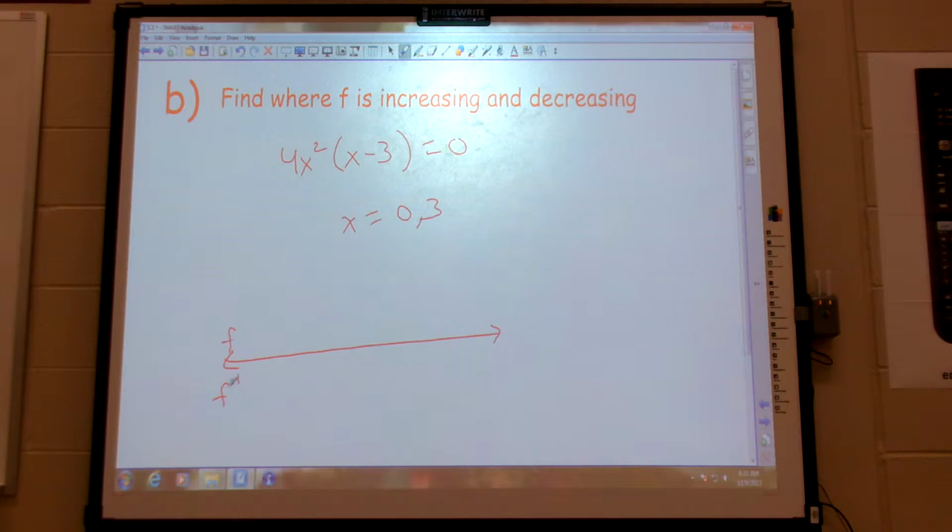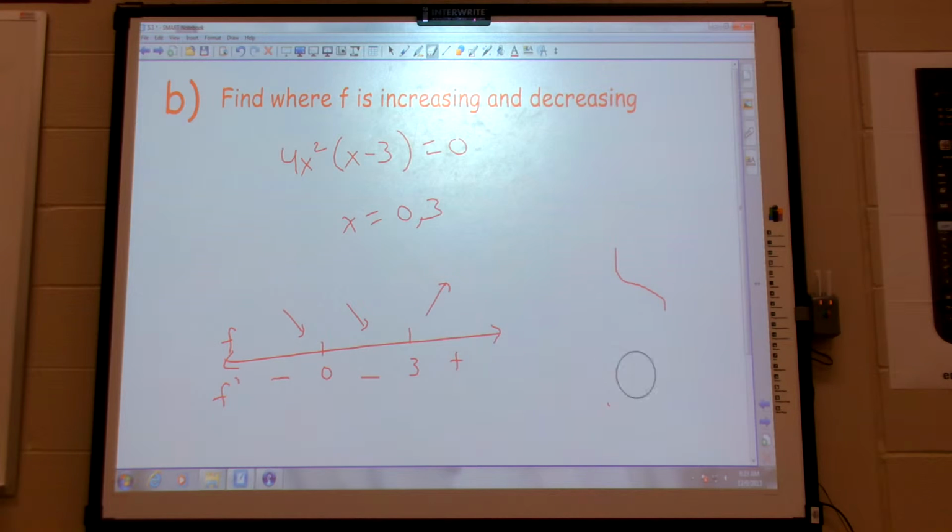F prime, f. Remember, you need to label this. 0 and 3. Let's pick negative 1. I'm going to have a positive and a negative, which is negative. Pick 1. I'm going to have a positive and a negative, which is negative. Pick 4. I'm going to have a positive, positive, which is a positive. So decreasing, decreasing, increasing. That completely makes sense because we know there's a saddle. It says decreasing, so we know it's this kind of saddle, not this kind of saddle. And then we know there's a min at 3.